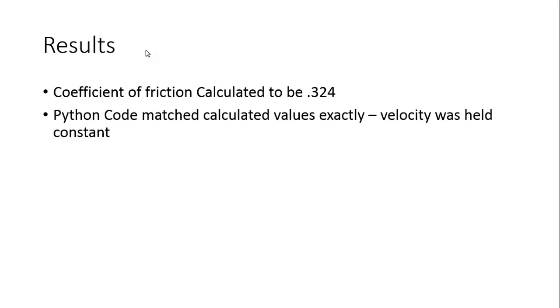The model clarifies this. When the model was run, it actually outputted the same final velocity values as the initial velocity values, meaning that there was no change. There was no acceleration that occurred, so mu was correct. Like I said, the Python code matched the calculated values exactly, and velocity was held constant. There was nothing really that changed. So the model held perfectly.